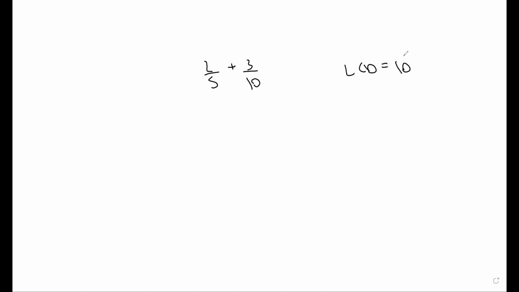So sometimes it will be one of the bottom numbers. It'll at least be as big as the largest one or larger. Okay, so let's rewrite each of these. For the 3 over 10, you don't have to worry about it. It already has a 10 on the bottom, so that stays the same. So you only have to write the 2 over 5.